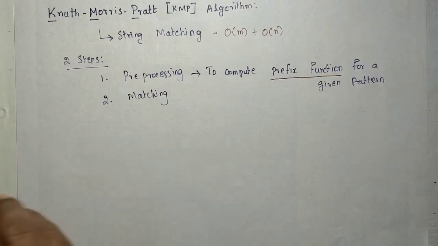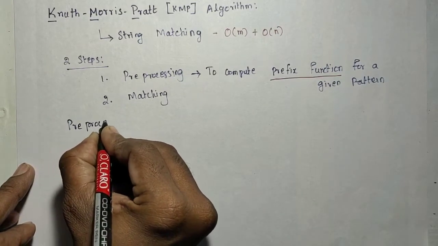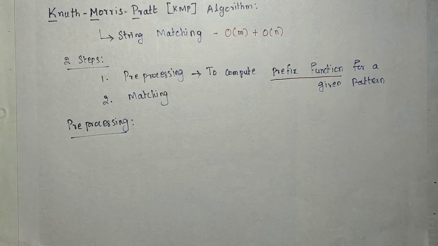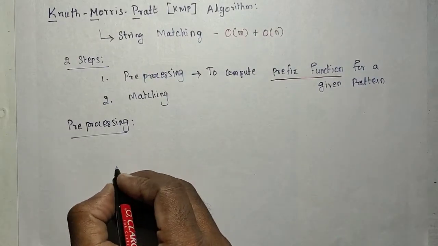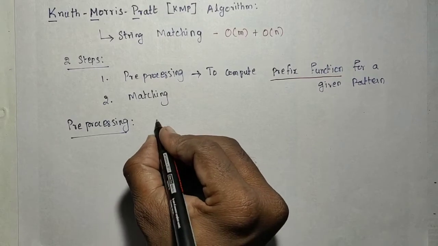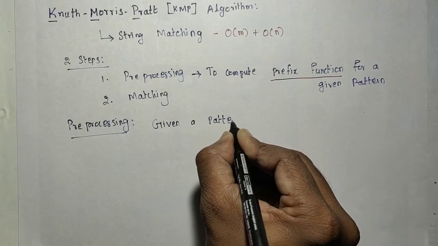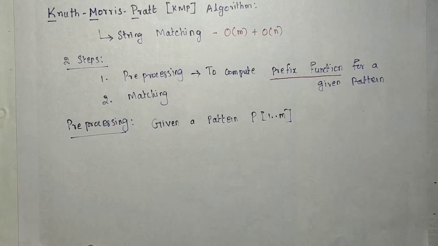Now we'll discuss the pre-processing. Simply, for each character, each symbol in the pattern, we need to find the value, that is the prefix value. It is given by a formula. Given a pattern P of 1 to M, this is the input for this pre-processing algorithm.